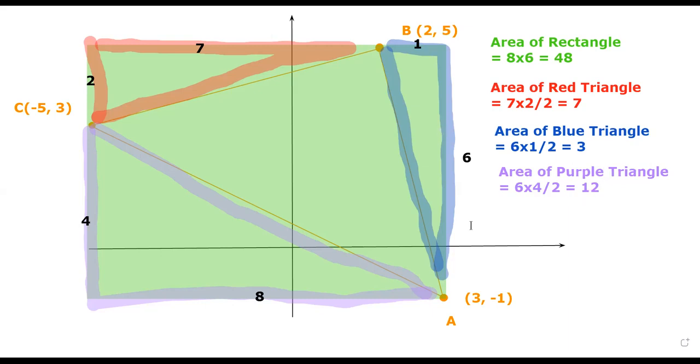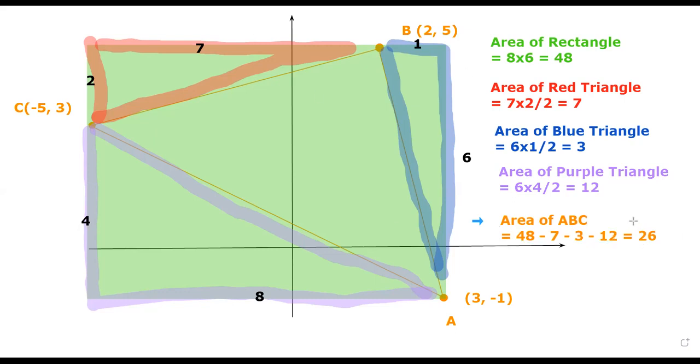So after combining all this together, we know that the area of ABC will be equal to 48 minus 7 minus 3 minus 12. It will be exactly equal to 48 minus 22, and hence it will be equal to 26. And 26 is our answer.